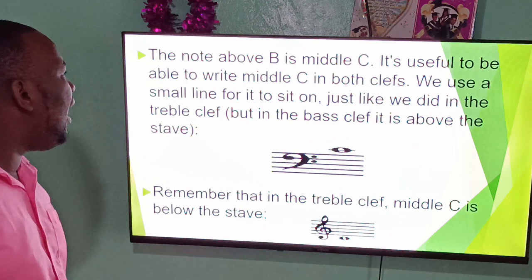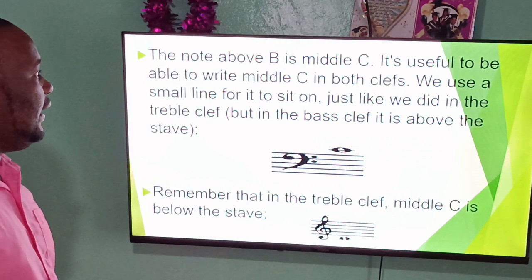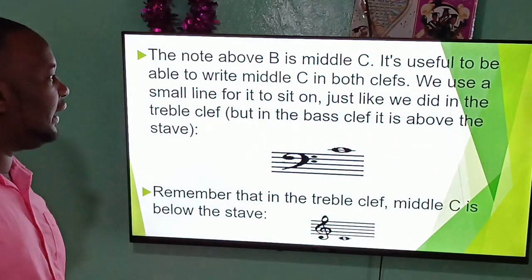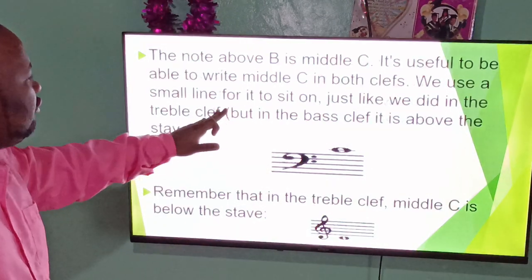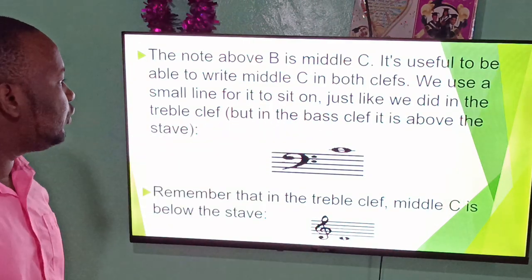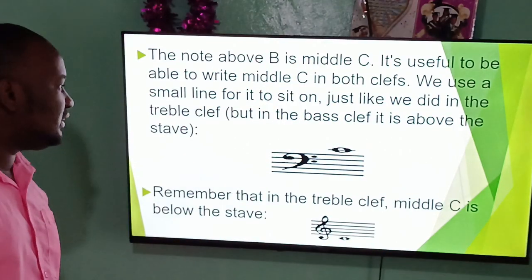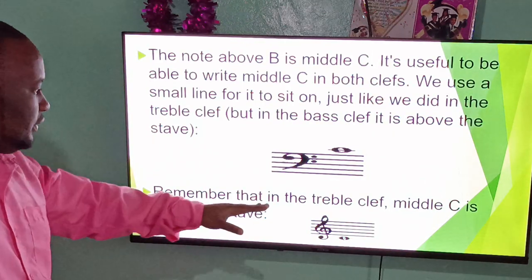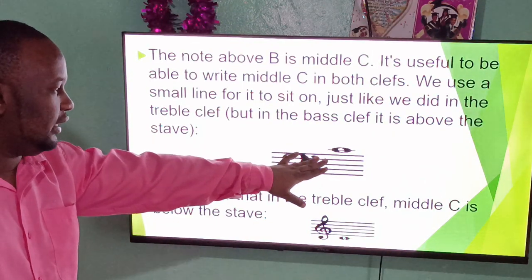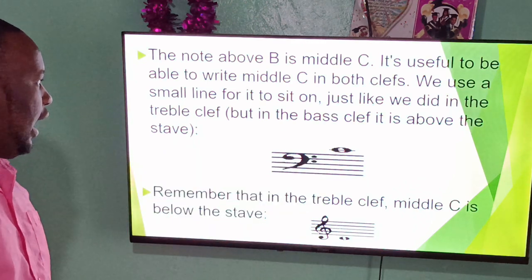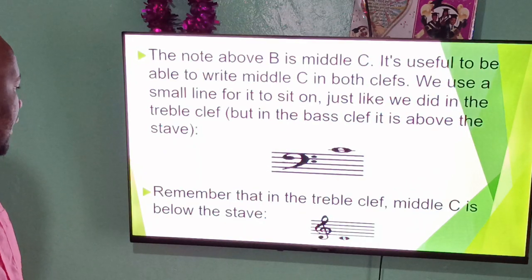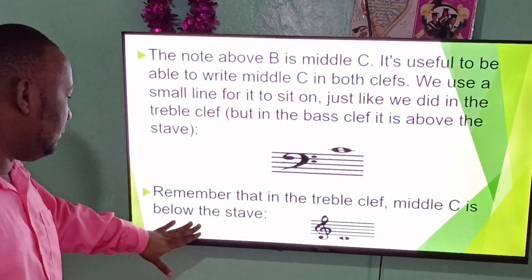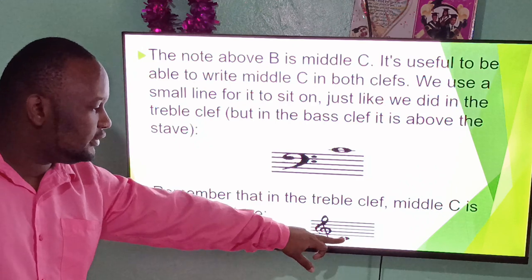The note above B is mi do si. It is useful to be able to write mi do si in both clefs. We use a small line for it to sit on, just like we did in the treble clef. But in the bass clef, it is above the staff. For the bass clef, the mi do si is just above the staff. Remember that in the treble clef, mi do si is below the staff, just here.